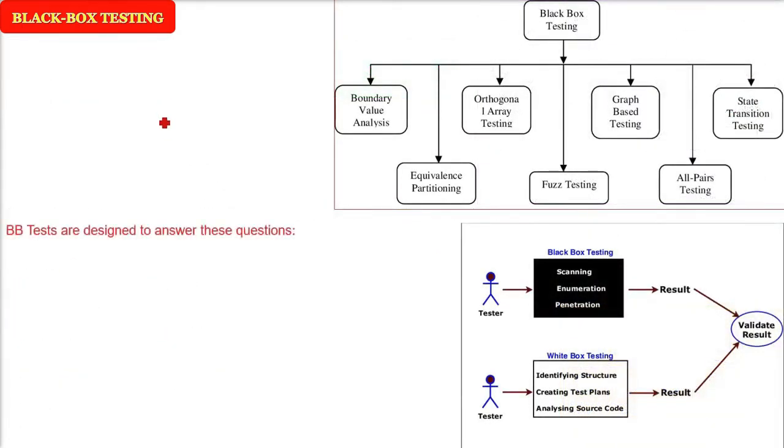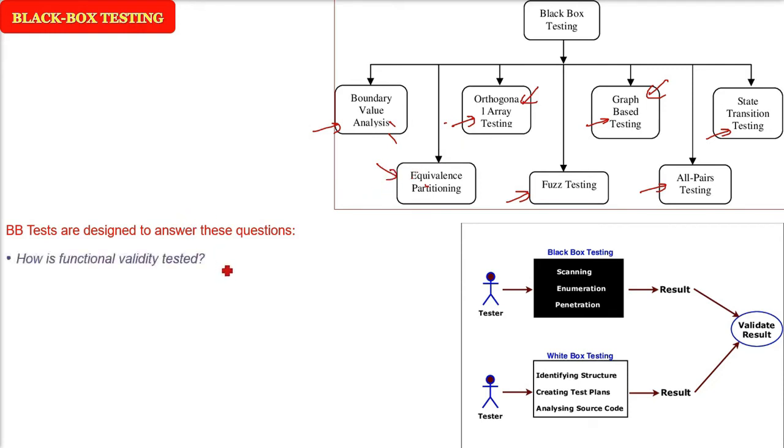Black box testing can be done using boundary value analysis. It can be orthogonal array testing, equivalence partitioning, graph based testing, fuzz testing, state transition testing, all pair testing. Boundary value analysis, orthogonal, equivalence, graph, these we are going to take. I'm just saying these are black box testing techniques. You may choose any of them or a few of them depending upon your application.